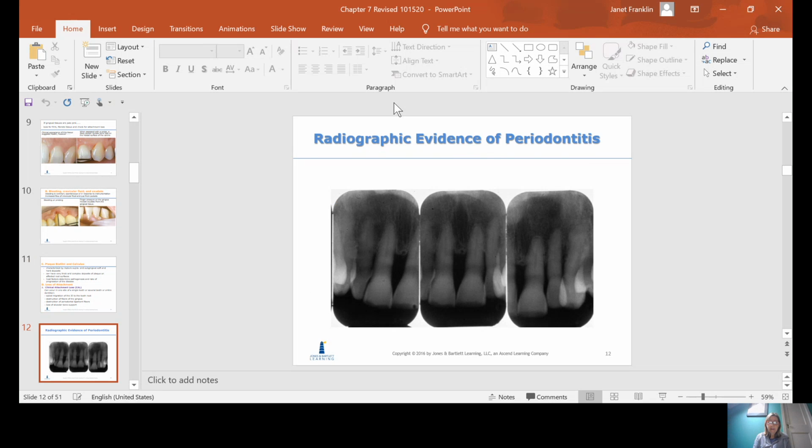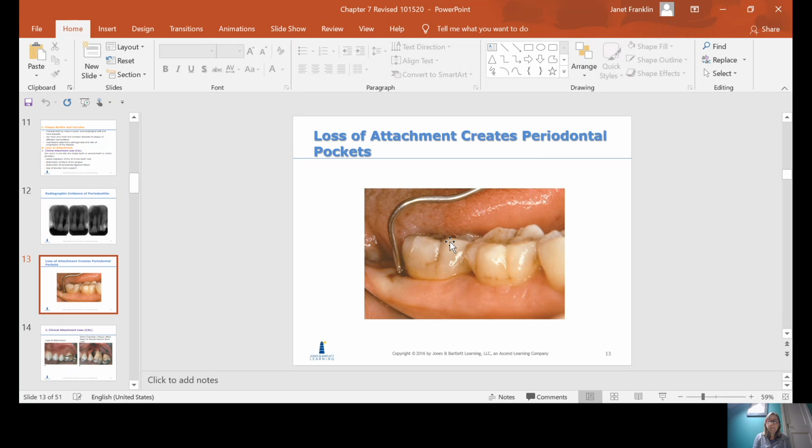And there's radiographic evidence of periodontitis in this picture. You can see that the alveolar crest is about 50 to 60% down the root of the tooth. Loss of attachment creates periodontal pockets.